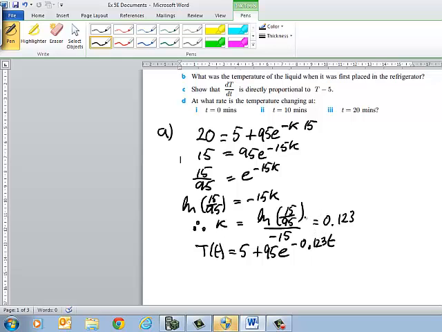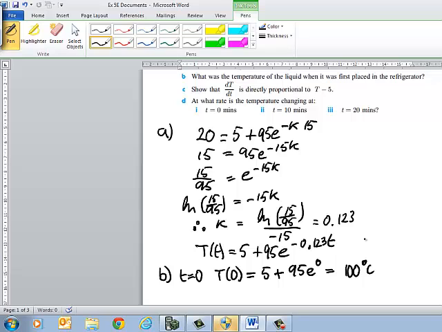The question says then, part B, what is the temperature of the liquid when it's first placed in the refrigerator? Obviously t will be equal to 0 then, so T of 0 is equal to 5 plus 95 e to the 0, which we know is 1. 5 plus 95 is 100 degrees C.